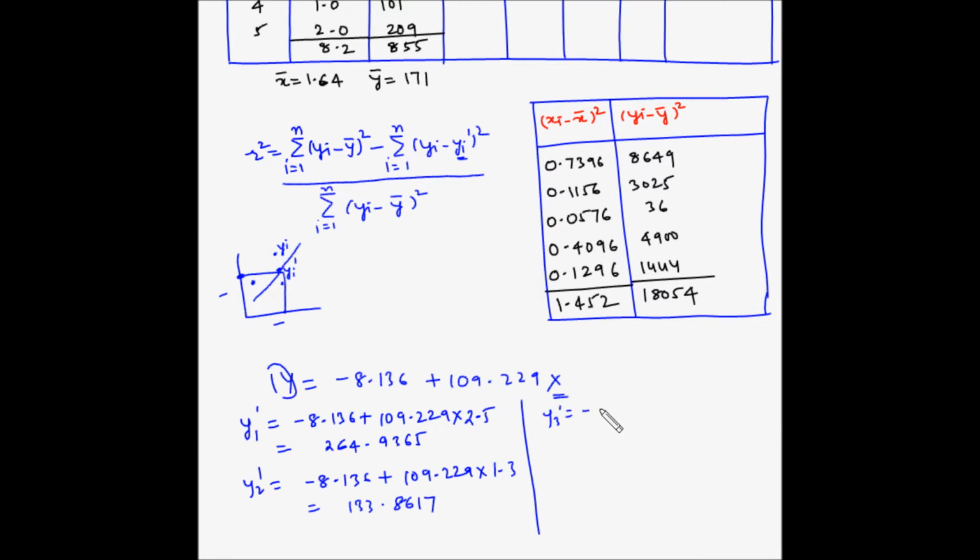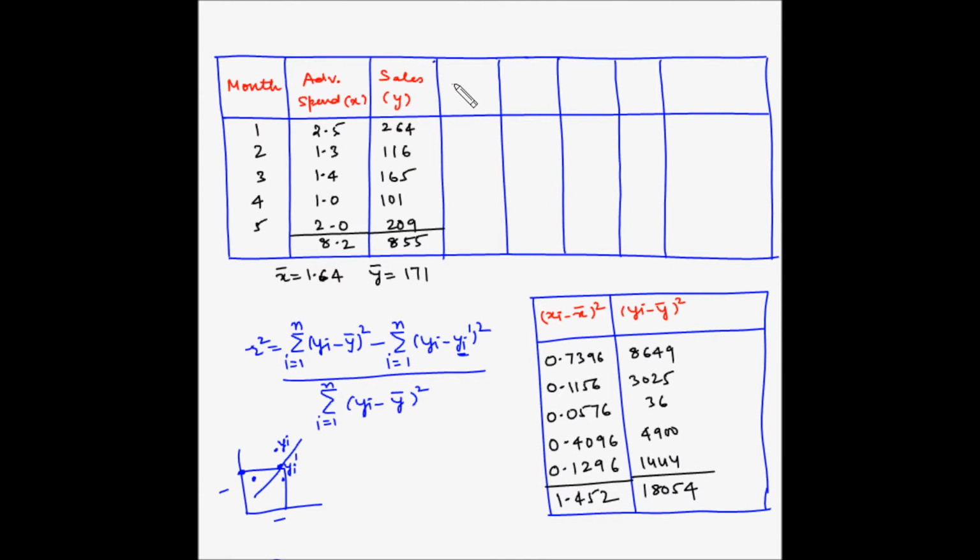y3 dash is minus 8.136 plus 109.229 multiplied by x3, which is 1.4. So this comes out to be 144.7846. Similarly, we can calculate the values of y4 dash, which comes out to be 101.093, and y5 dash, which comes out to be 210.322.